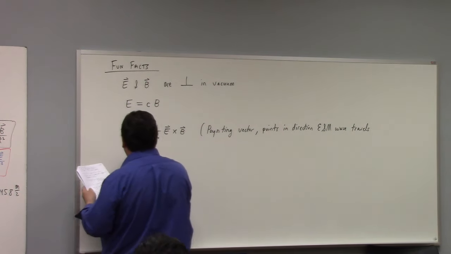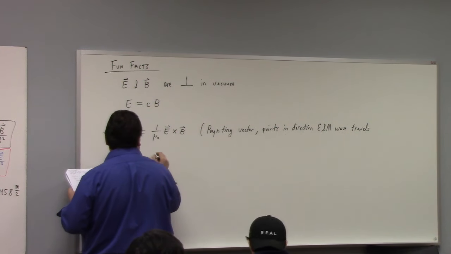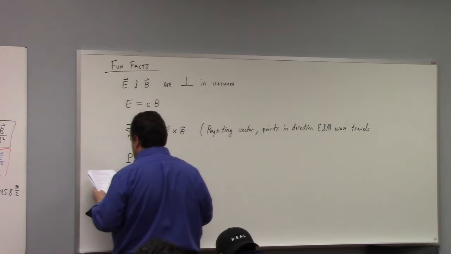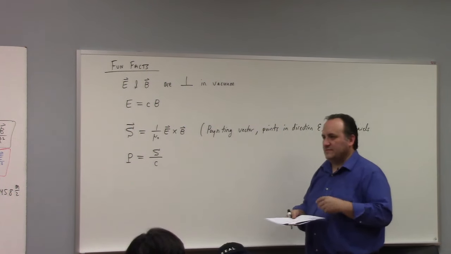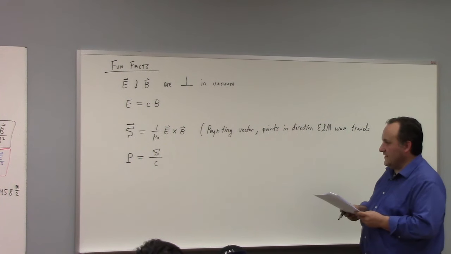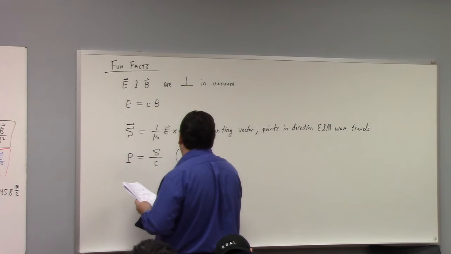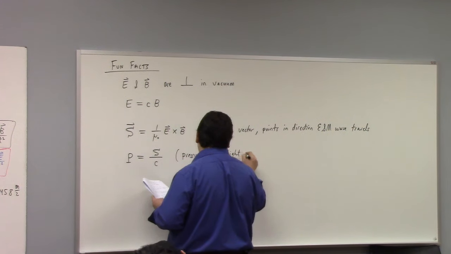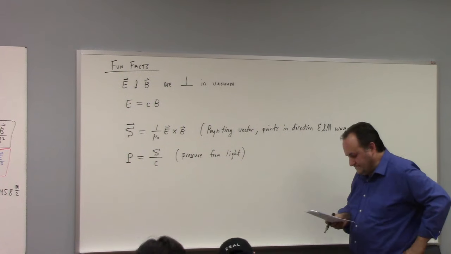And you can also calculate the pressure of light, and that, it turns out, is the magnitude of the pointing vector divided by c. I think, to be fussy, people usually talk about taking a time average there, but I'm not going to be so fussy. So this is like pressure from a light wave. Pressure from light. So this would quantify, for example, radiation pressure.